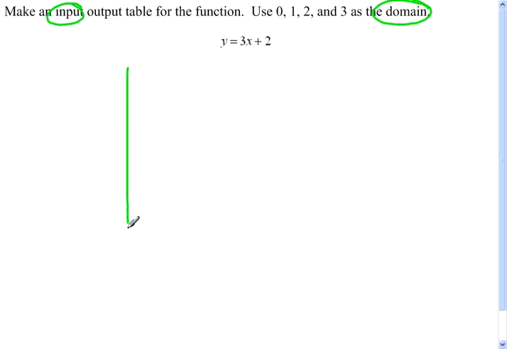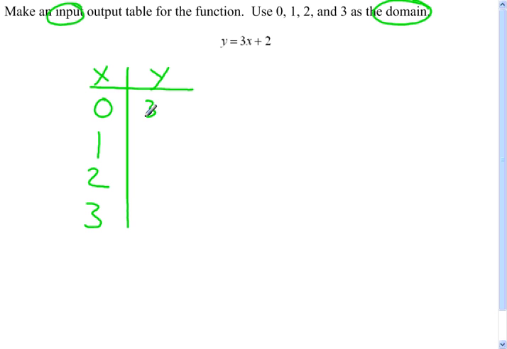So I'm going to go ahead and make a table here. X is normally the input, and Y would normally be the output. So I'm going to put X over here and Y over in here. Since X is the input, and the input is the same thing as the domain, we're going to put 0, 1, 2, and 3 on the input side of this table, and we're going to figure out what the output's going to be.